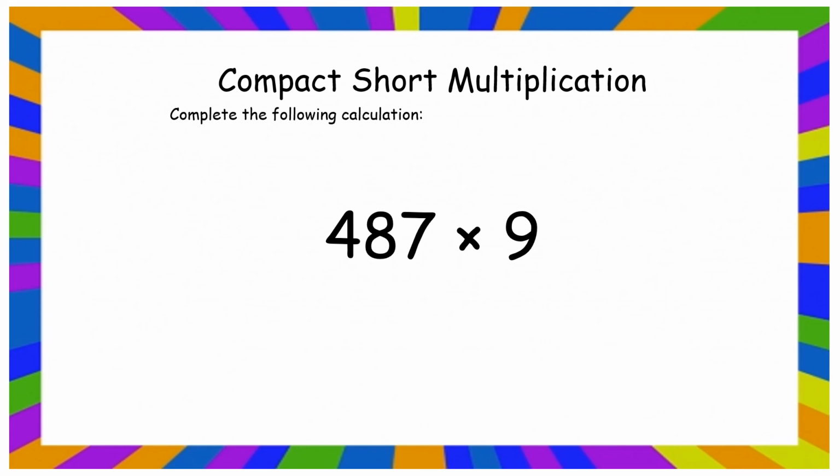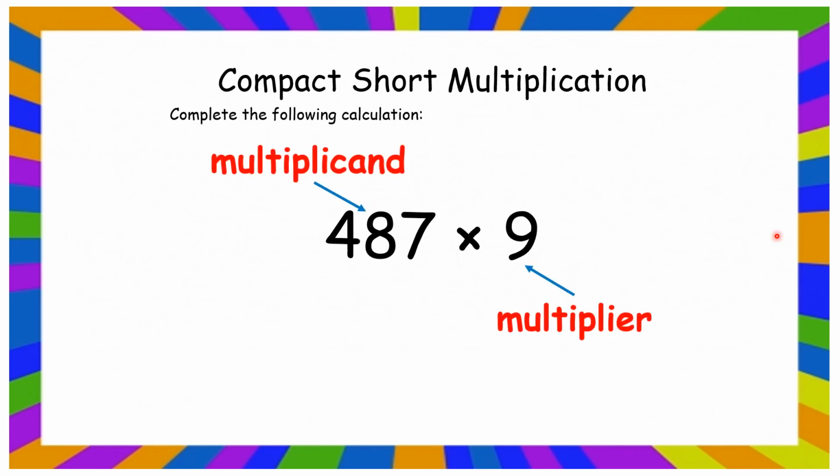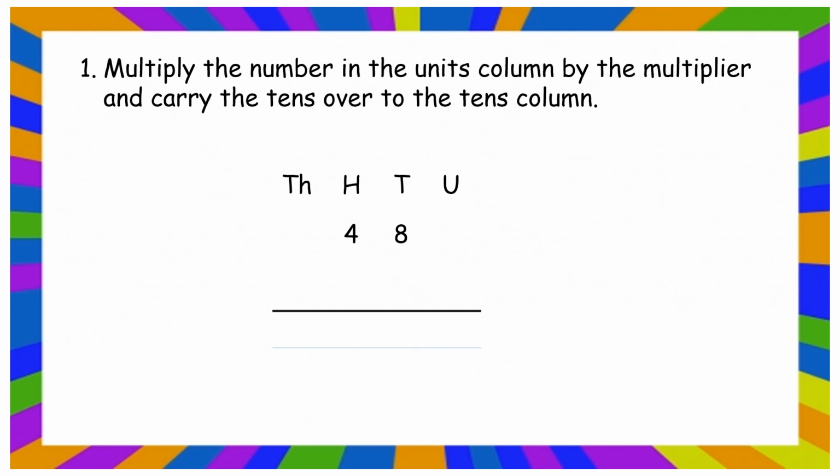Now let's take a look at multiplying 3 digits by 1 digit. Compact short multiplication. We've been asked to complete the following calculation, and we have just been told that the number to be multiplied is the multiplicand and the number we're multiplying with is the multiplier. Multiplier, multiplicand. So let's solve this problem. Remember, we are now practicing multiplying a 3-digit number by a 1-digit number.